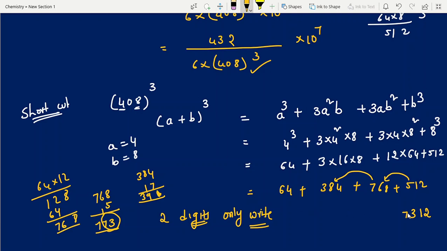391. 391 means only 2 digits we have to write. 91. 3 you have to carry forward. That's it. What is this? 6, 7. This is your answer. This is whole cube. Okay, so maybe it is helpful.